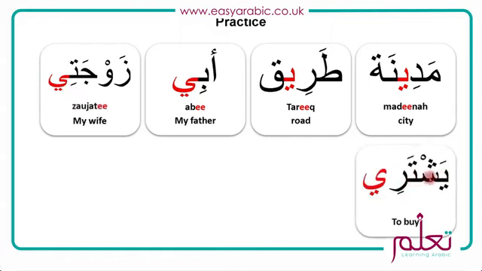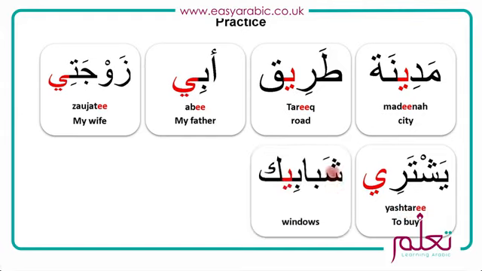Next one, we have ya with the fatha, sheen with the sukoon, yash, ta with the fatha, yashta, and the ra with the kasra, yashtari, to buy. Next one, actually that should have been a dhamma there, oh no, that's right, okay, sorry. Sheen with the fatha is sha, and the ba with the alif is shaba, and the ba with the kasra, shaba, bi, and the extension shababik, which is windows.